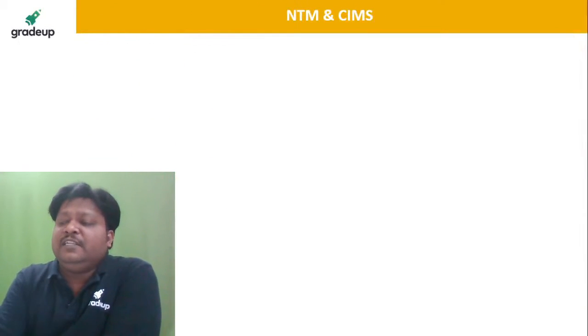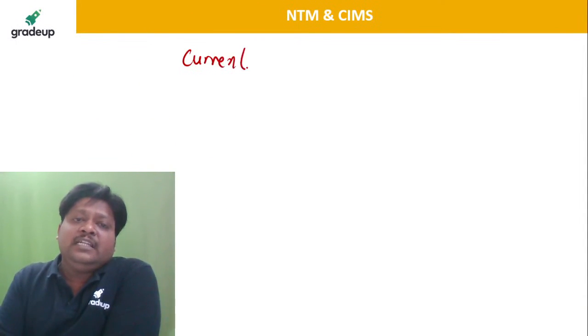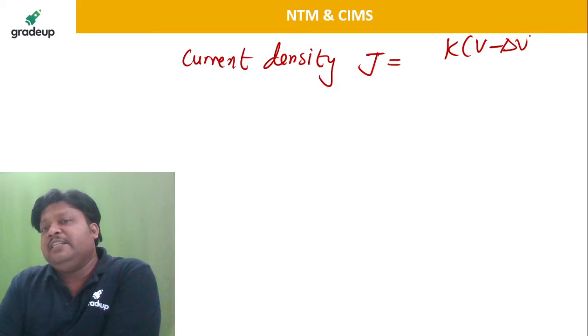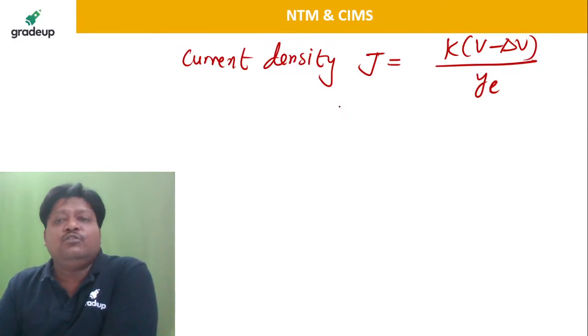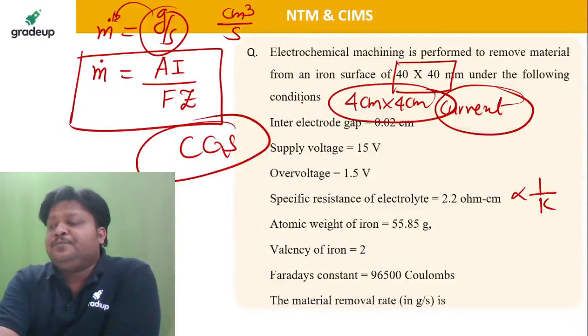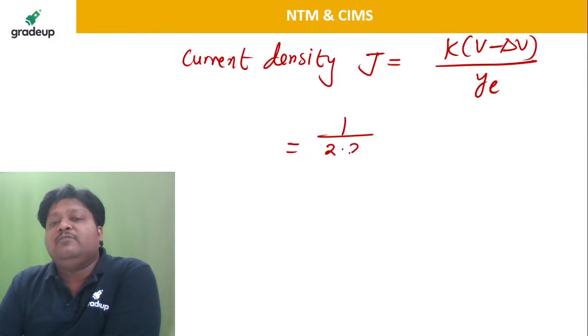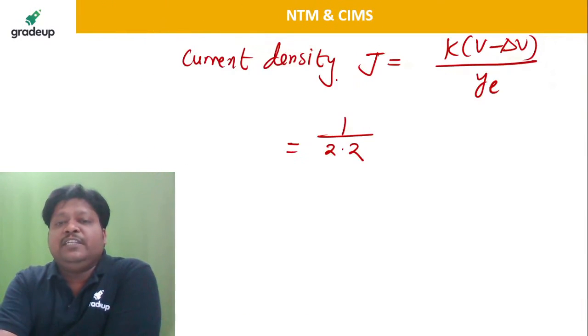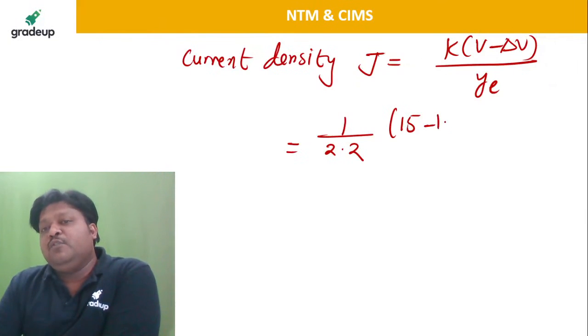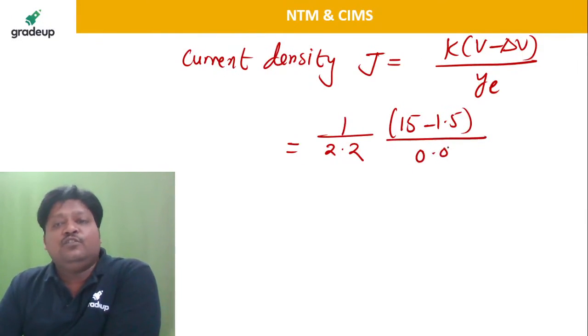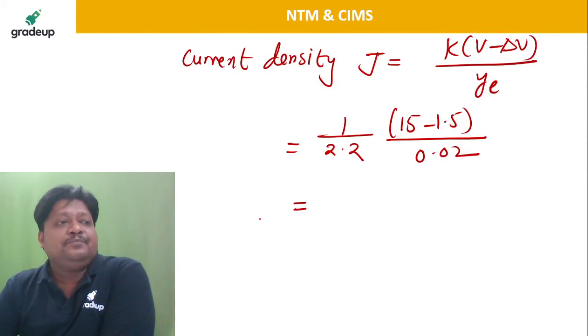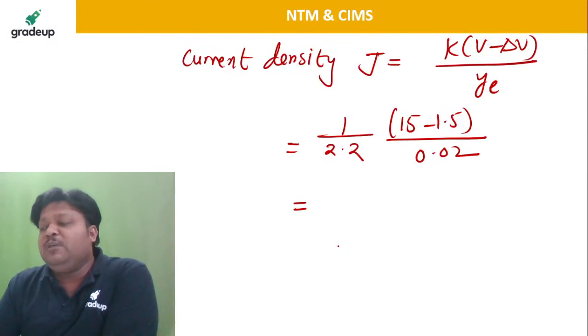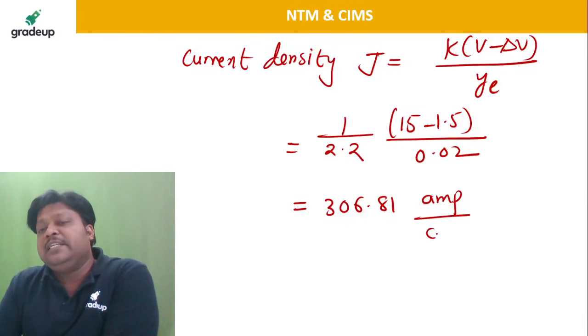But current is not given. So definitely I can have the current density. We can calculate the current density first. That is given by J. J is equal to K into bracket V divided by the equilibrium gap between the two electrodes YE. So K is how much here? It is 2.2, that is specific resistivity. Definitely it will be 1 upon 2.2. That will be the K. Supplied voltage is 15 volt, over voltage is 1.5 volt, divided by equilibrium gap, how much? 0.02 centimeter. Tell me what is the current density? If you calculate this, you will get 306.81. This will be ampere per centimeter square.